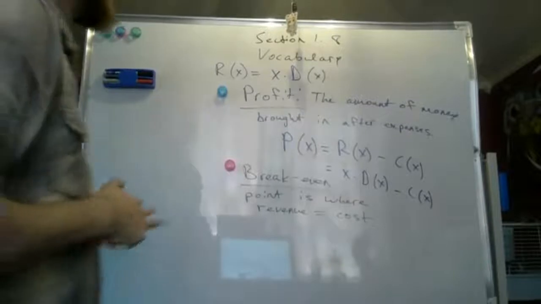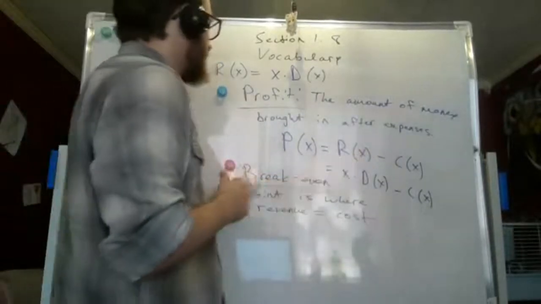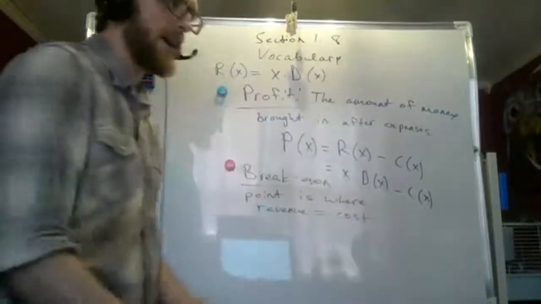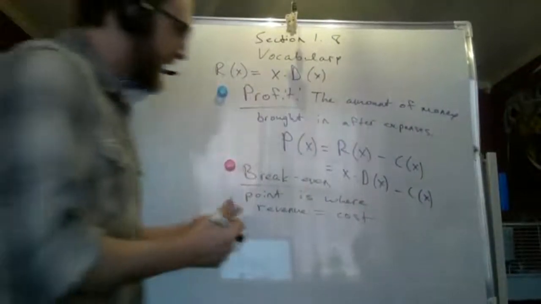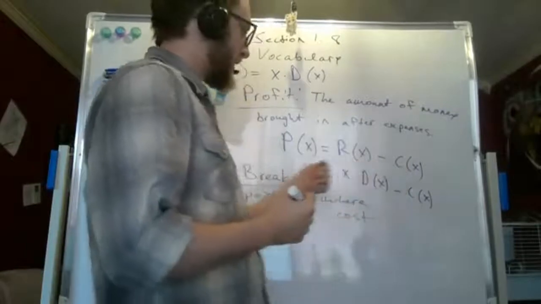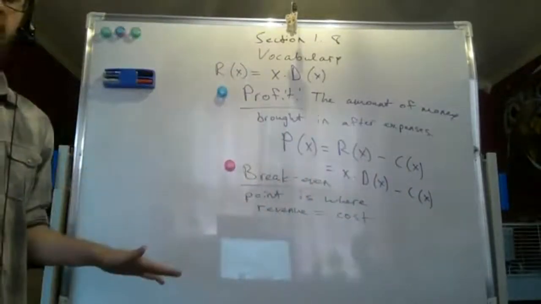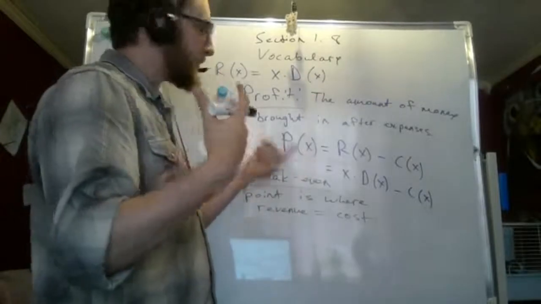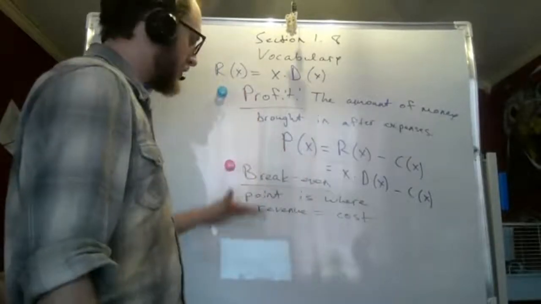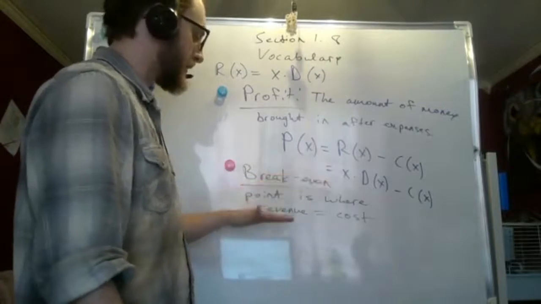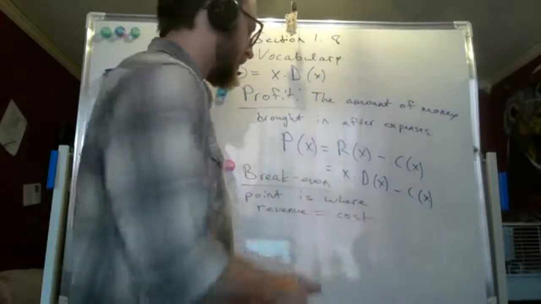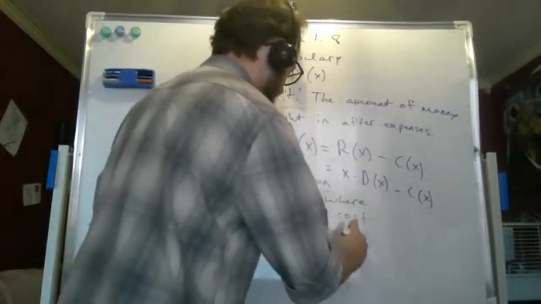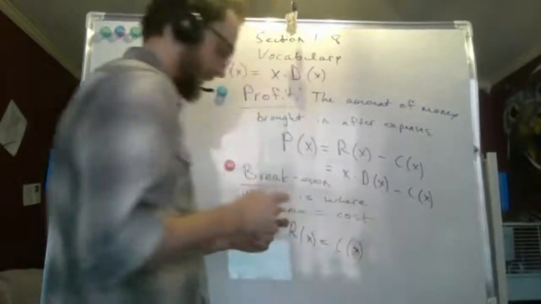In other words, the amount of money we gained from selling our X number of items is equal to what it costs us to make that X number of items. The two are equal, so when we subtract, we get a profit of 0, so we've broken even. We've not lost any money in the long run, but we've not actually gained any profit either. So it's called the break-even point when revenue equals cost, when R of X is equal to C of X.